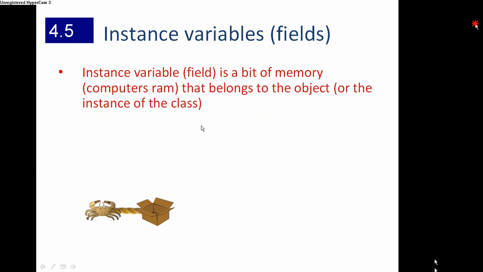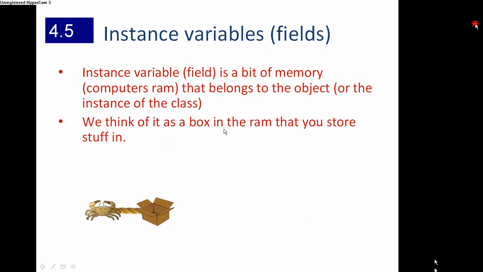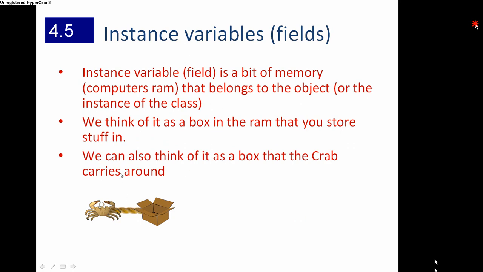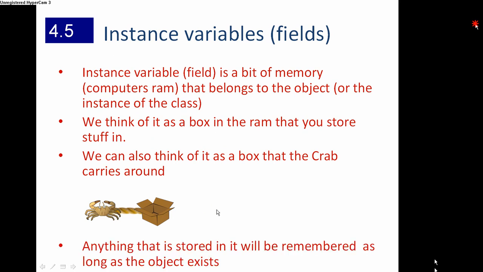All right. So an instance variable, also called a field, is a bit of memory in the computer's RAM that belongs to the object, so the crab or Master Chief. When you think of an instance variable, think of it as a box in the RAM that you can store stuff in. Or even better, think of it as a box that the crab or Master Chief or whoever the object is, or the worm, carries around. So here's your crab, he's got this invisible box that he's dragging around with him, and you can stick stuff in there, stuff that he needs to remember. Anything that is stored in it will be remembered as long as the object exists.